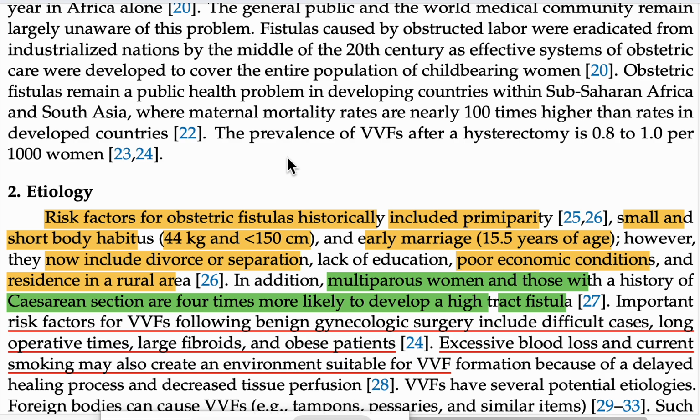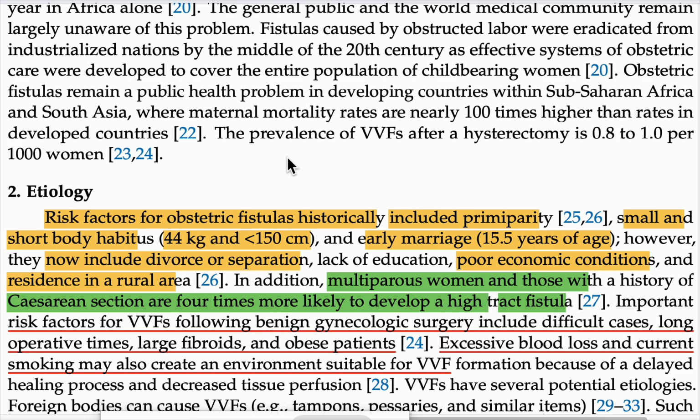So what are the risk factors? Height less than 150 centimeters, low weight, less than 44 kg, and early marriage or early start of sexual life. It is mostly in primigravida. But in multigravida, VVF forms after cesarean section. After cesarean section it is 4 times more common.